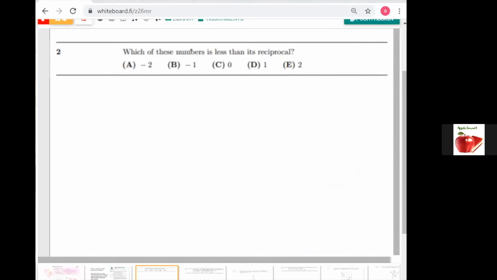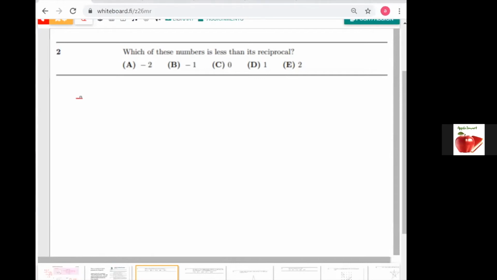I picked a bunch of problems from the AMC and 2000. And so this is the first question. Which of these numbers is less than its reciprocal? Does anybody know what a reciprocal is? Which number is less than its reciprocal? So one thing you have to know is negative numbers, and you have to know what a reciprocal is.